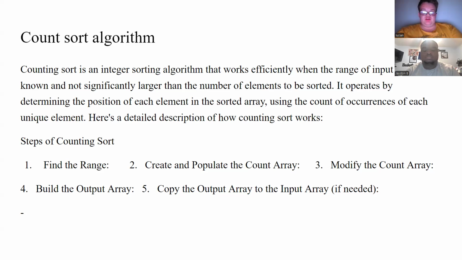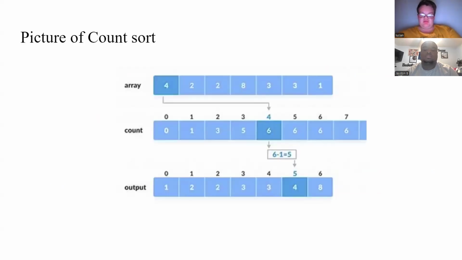It operates by determining the position of each element in the sorted array, using the count of occurrences of each unique element. As you can see, these are the steps: finding the range, creating and populating the count array, modifying the count array, building the output, and copying the output to the input array, and that's only if it's needed. I'm not going to go deep into this. Here's a picture of the count sort array in table form.